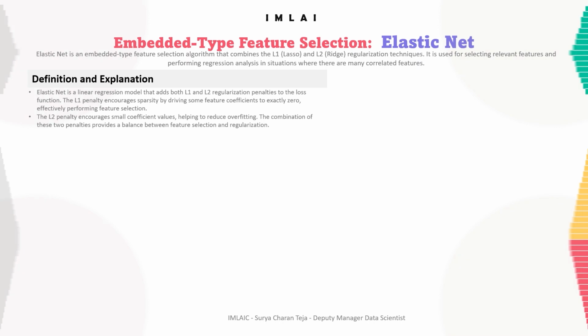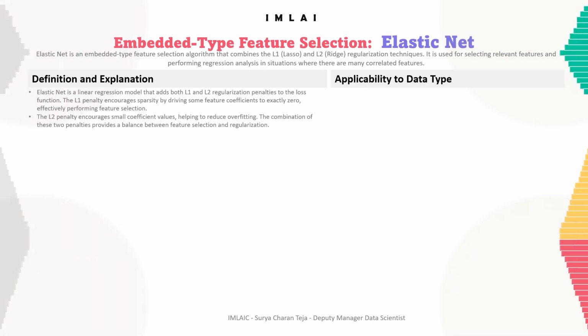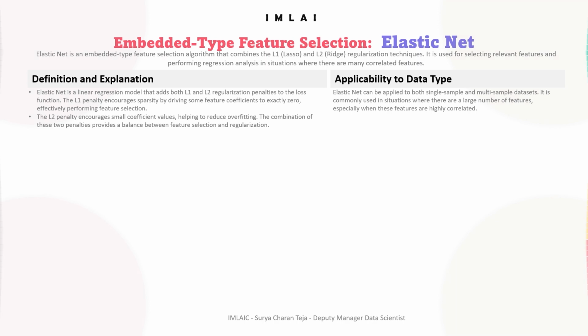So now let's look into the applicability. Elastic net is commonly used in situations where there are a large number of features, especially when these features are highly correlated. Now it's time to look into the mathematical equation or formula.